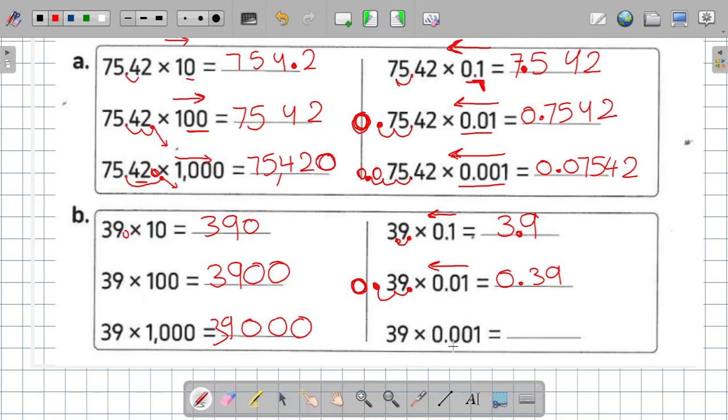Next, I want to multiply by 1000th. Okay, so I will move the decimal point 3 places to the left. Okay, so I have the decimal point like here, and I don't have 3 digits, so I will put some zeros here to help me. So it will be like this: 1, 2, 3. So the decimal point will be between the 2 zeros here, so I have 0.039.